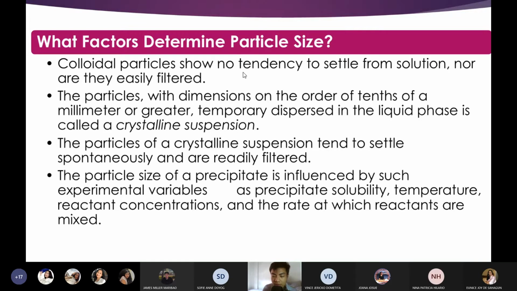The particles with dimension on the order of tenths of a millimeter or greater temporarily dispersed in liquid phase is called the crystalline suspension. Okay. So ito naman about particle size lang to. So basically about colloids lang din to, no? So yung particle size nila, usually that's tenths of a millimeter or greater. So they are called suspension, no? So bigyan ko kayo example ng mga suspension or ng colloid, yung mga antibiotic na powder na nilalagyan ng tubig, na mainit na tubig para makagawa ka ng solution. So yan, that's a colloid, or suspension.